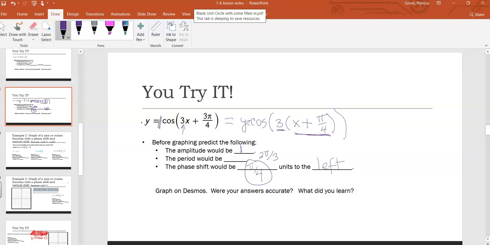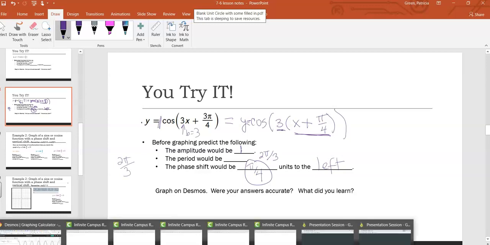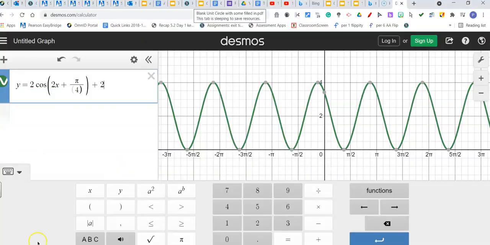The amplitude is my A, which is 1, and the period is 2 pi multiplied by the reciprocal of B, which is 3. So B is 3. So you get 2 pi over 3 for the period. And you could graph that too just to check it. I should have done that earlier when I first did this problem.